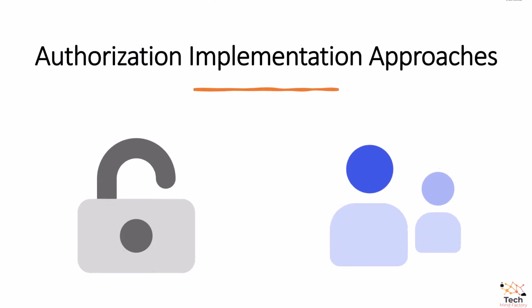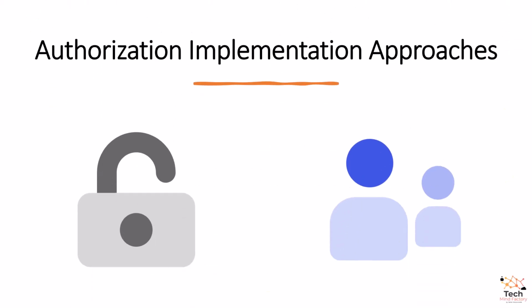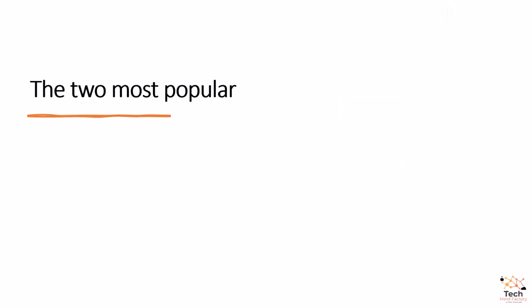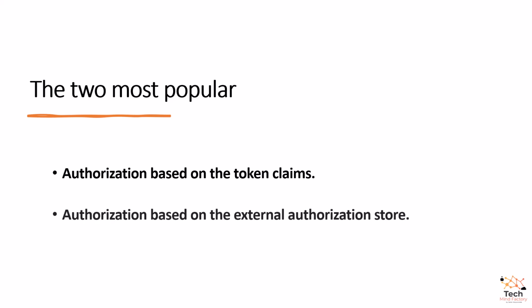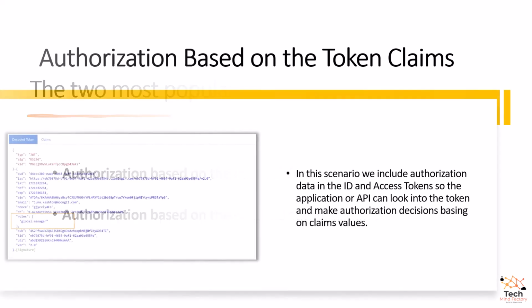Okay, so now it's time to talk about different approaches to implement authorization. There are two most popular methods: authorization based on the token claims and authorization based on the external authorization store. And in this video, we will focus on these two. Let's first discuss authorization based on the token claims.